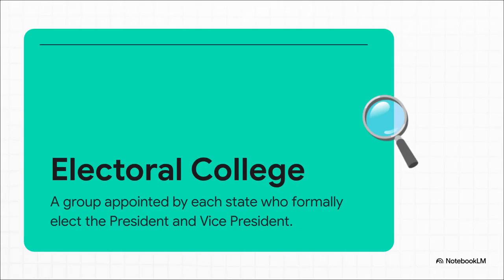So what exactly is the Electoral College? Simply put, it's a group of people appointed by each state who formally elect the president and vice president. To understand how this whole thing kicked off and how it actually still runs today, we have to look right at the U.S. Constitution. Specifically, the rules for these electors were set up in Article 2, Section 1, Clause 2. It lays out exactly how many electors each state gets to have. And that brings us to a massively important number, 538.